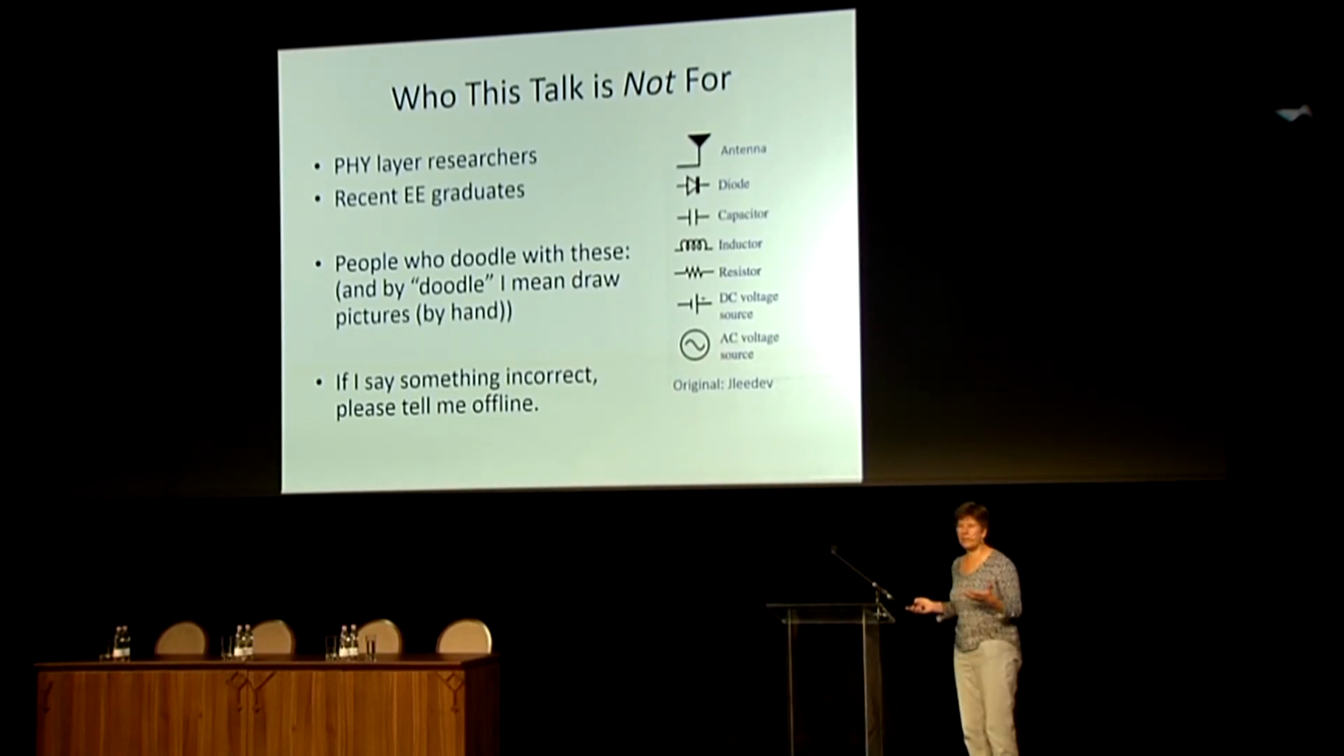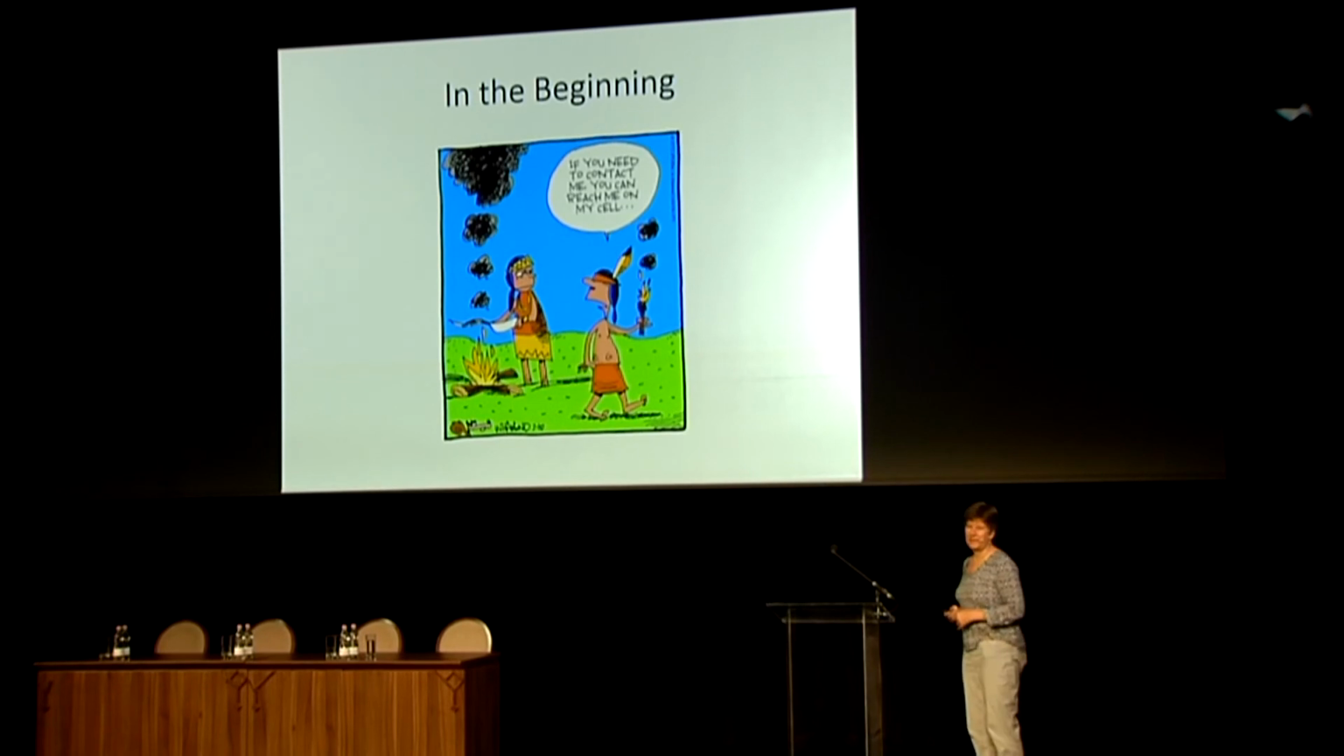Okay, so how many of you are actually very familiar with these symbols that are on the right-hand side? Which is your favorite? Do you have a favorite? The conductor. And how about you, Steve? Which is your favorite? My favorite is the diode. Okay, so the diode allows current to go in only one direction and not the other, and actually it has a role to play here. Okay, there's a lot of good cartoons about the physical layer. If you need to contact me, you can reach me on my cell.